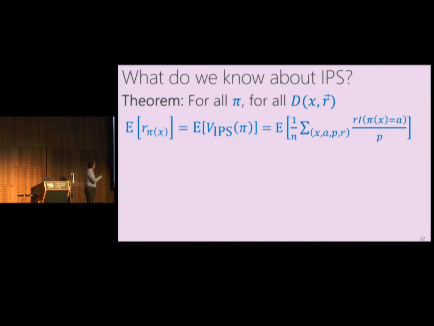Okay, so the claim is for every policy and for every distribution over features and a reward, so this is a hidden reward vector, so there's an implicit reward which could exist for every action if you took that action, the expected reward of the policy's chosen action is equal to the expected value of this IPS estimator. So it says that the estimator is unbiased. And just to write that out, again, the expectation of the empirical average of the reward times the indicator function divided by the probability.